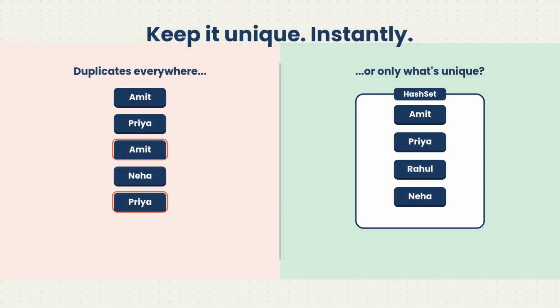Imagine you have a list of student names, but some names appear again and again. You only want to store each name once. How can we keep unique values and also check them quickly? This is exactly where HashSet is useful.